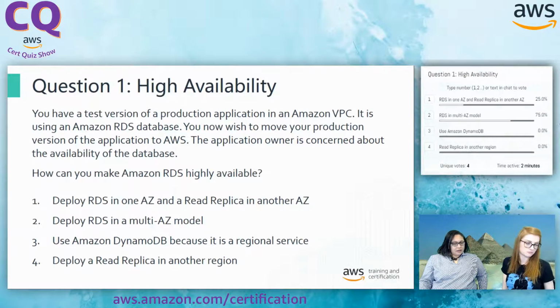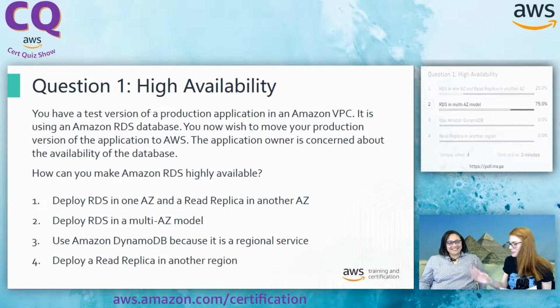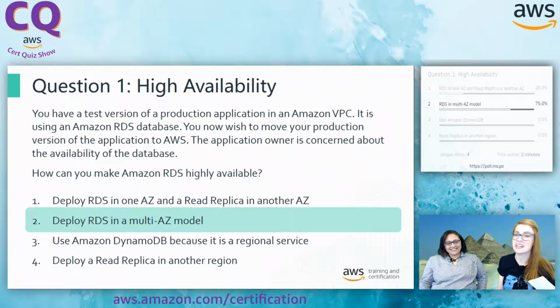Deploy a read replica in another region. I would do that for disaster recovery, or if I have users who are distributed around the world, to have the database closer to them. So I guess number 2 is the right answer. Locking in number 2. Quick check on the polls, and most people are agreeing with you, Rovan. Great. So we almost convinced everyone. Yeah. Number 2, it is.